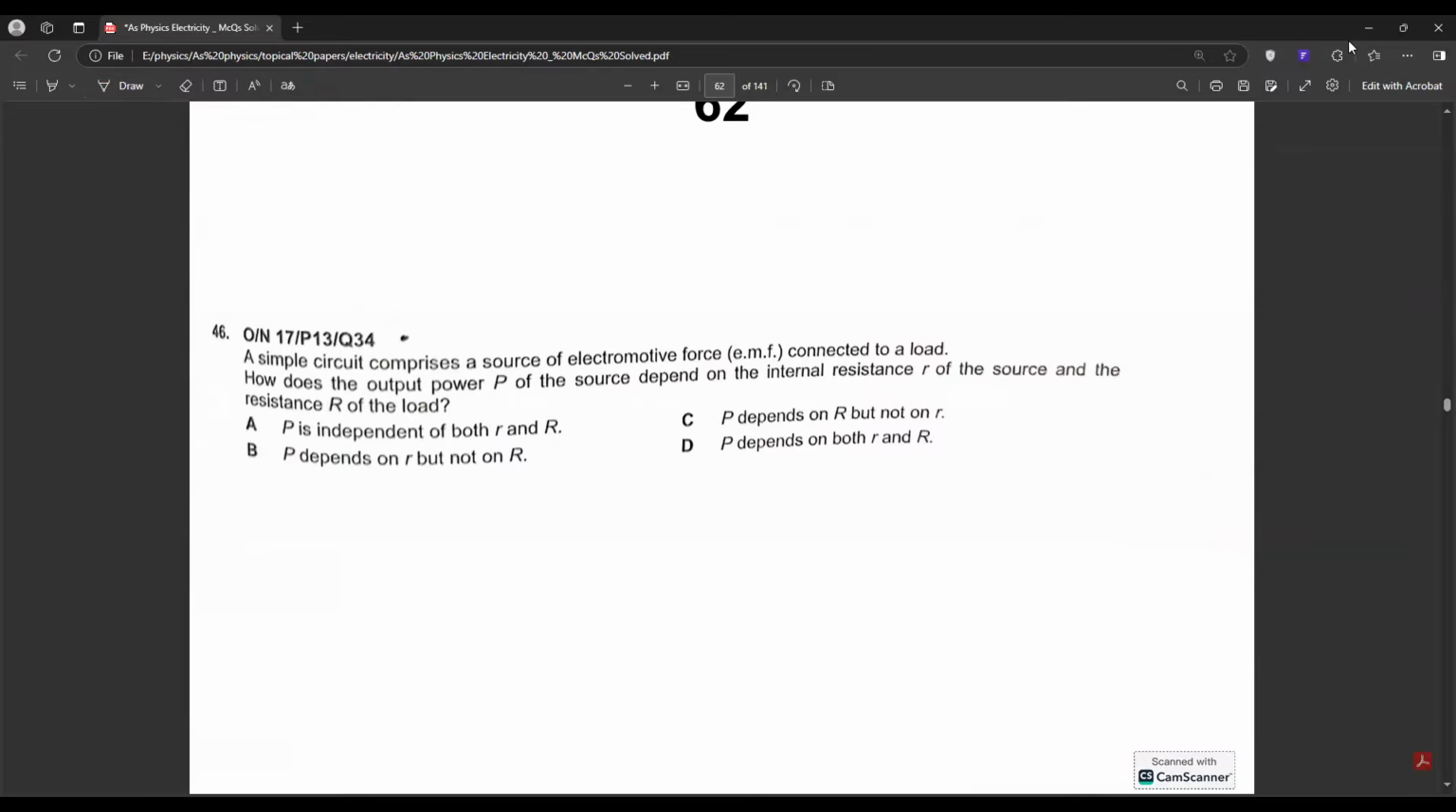Simple as that. A simple circuit comprises a source of electromotive force connected to a load. Perfect. How does the output power of the source depend on the internal resistance r and the resistance R of the load? Power is equal to what? V square over the total resistance. This total resistance comprises of what? Internal resistance plus the external resistance, both. So P is dependent on both small r and capital R. If I check the answer to 62, it is D. Yes, it is correct.